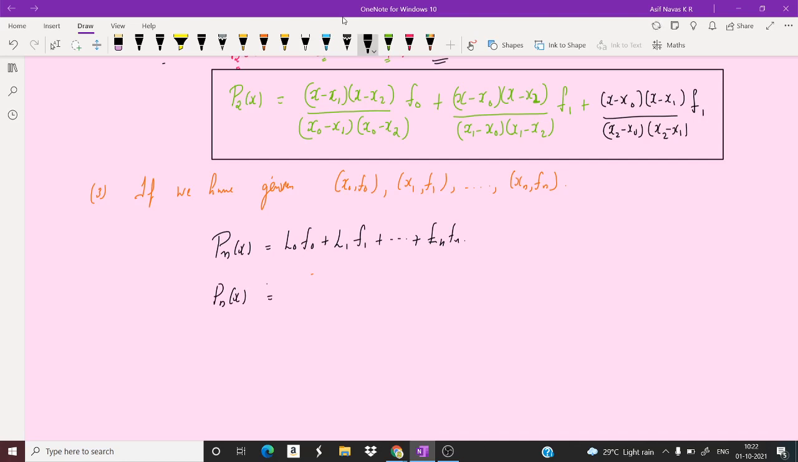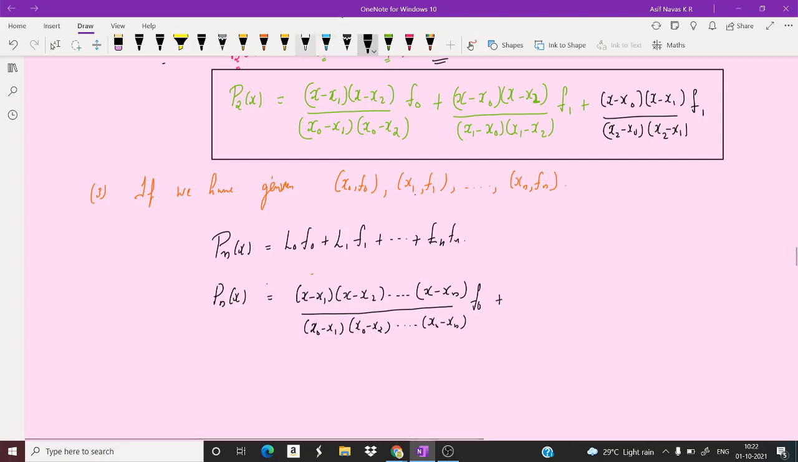Now tell me what will be L naught. L naught must be equal to, there is no x naught term in the numerator. So x minus x1 into, how many terms, x1, x2, etc. up to xn. So x minus x2 into, etc. up to x minus xn divided by, in the denominator, x0 minus x1, x0 minus x2 into etc. up to x0 minus xn. There is no x0 minus x0. So this is equal to, into f0.